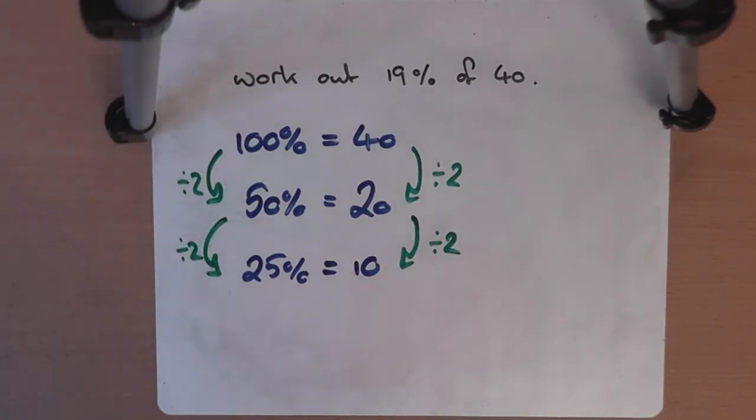And that makes sense. How many 25s do we need to make up 100? Or 25, 50, 75, 100, that's 4 of them. 4 lots of the 10 will give us the 40, and that will take us back to where we started.